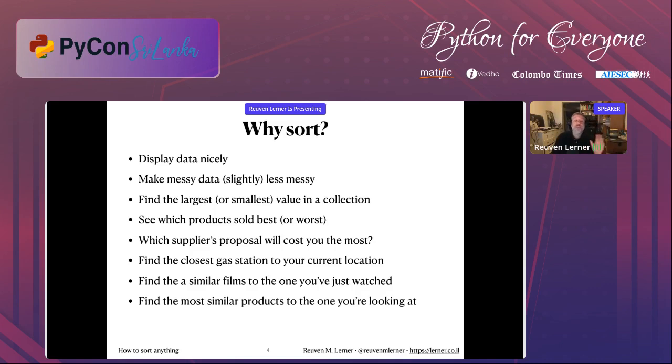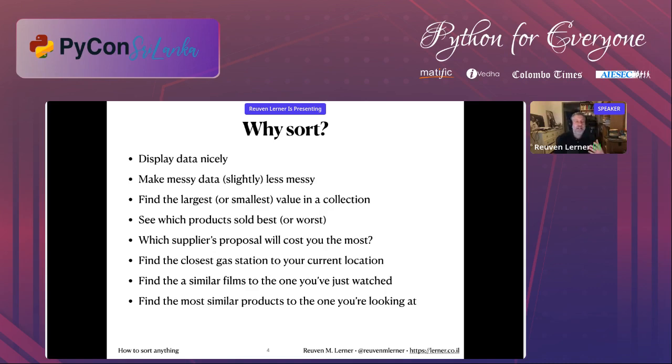We want to find the largest or smallest value in a collection. So how do we do that? We're going to sort, and then the first one, if it's an ascending sort, will be the smallest, and the last one will be the largest. We want to see which products, let's say we have a company, sold best or worst in the last year. Well, we can do that too with sorting. We can look through different proposals and then figure out which supplier's proposal will cost us the most.